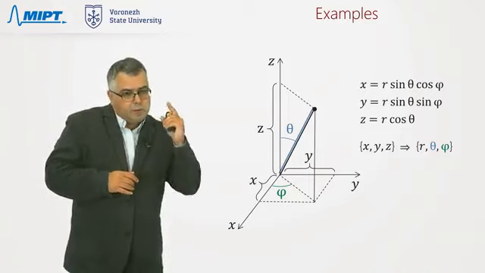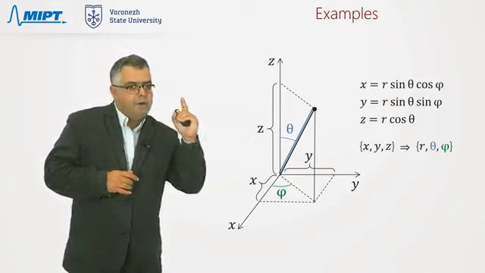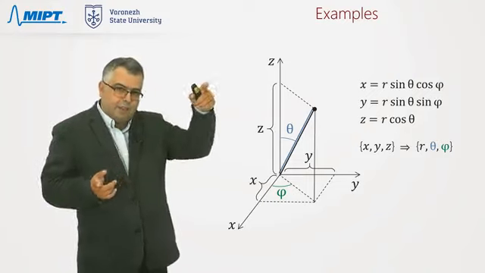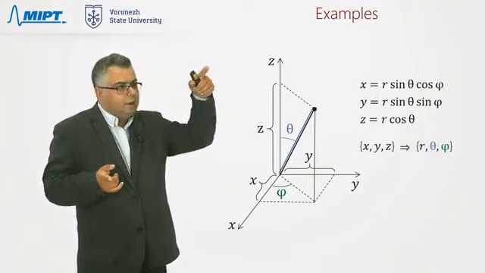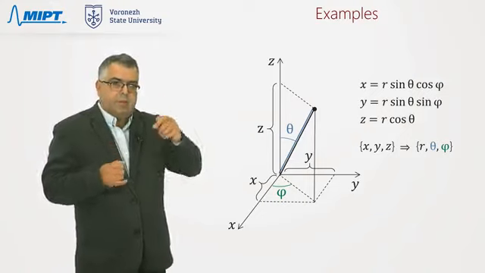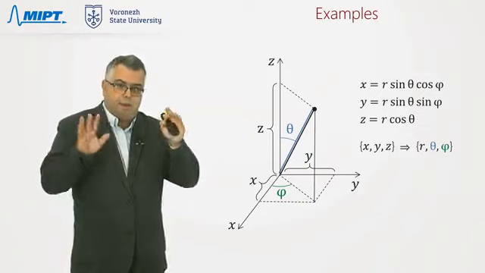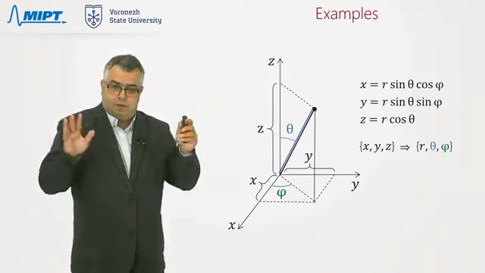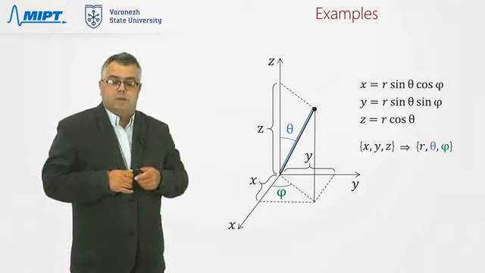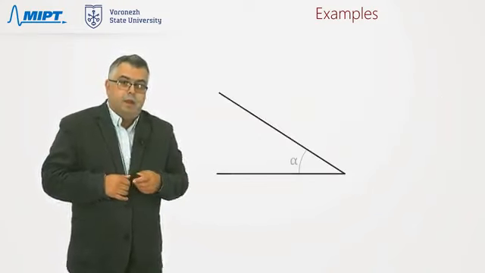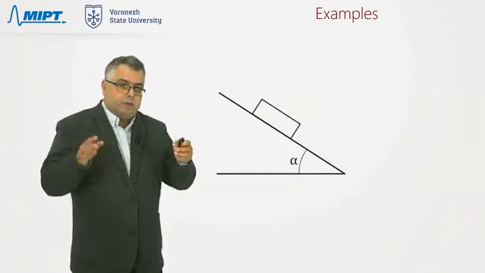Let's say that we have a system where our particle moves along a cone, and the distance between the origin of that cone and our particle stays constant. In that case, we need only one parameter, phi, and we have a system with 1 degree of freedom. So let's move to another example.